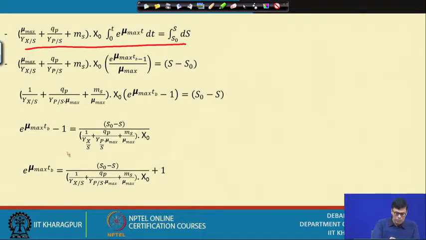Then if we solve this equation, finally we will come to this equation: e to the power mu max into Tb equals (S0 minus S1) by (X0) times (1/Yx/s + qp/Yp/s mu max + m/mu max) plus 1. This is what we can find finally. But I hope you can solve it by yourself and find this equation.